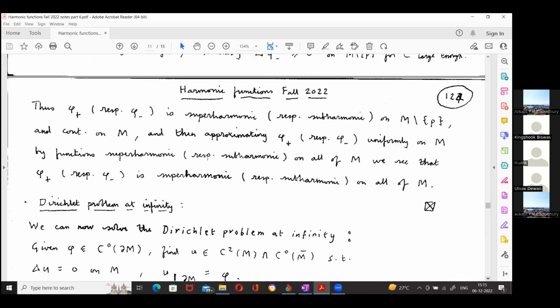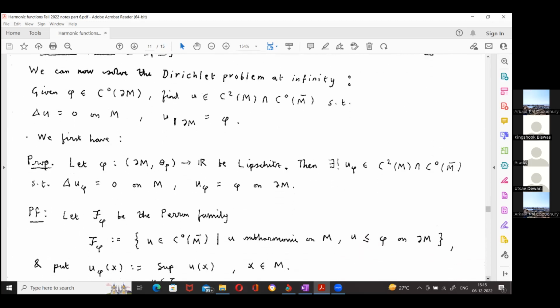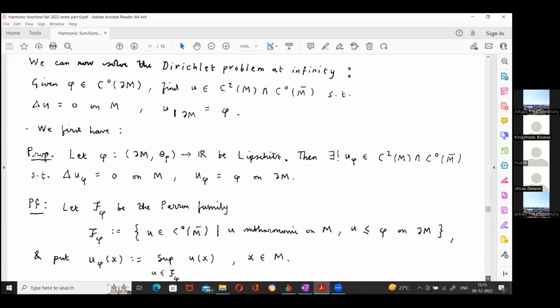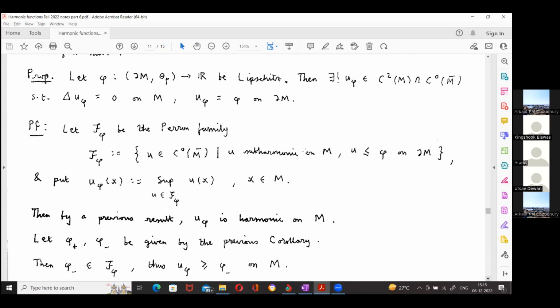Now we can solve the Dirichlet problem using the Perron method, right? We first solve the Dirichlet problem for Lipschitz functions, right? So all of this we've been doing for a Lipschitz function. So let phi be a Lipschitz function on boundary M. Then there exists a unique u phi, which is C2 on M and C0 on M closure, such that Laplacian u phi is 0 on M and u phi is equal to phi on boundary M, right?